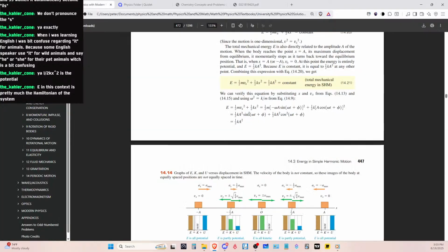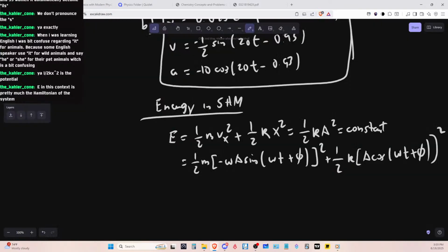Yeah, and then these will turn into 1. So then we're left with k. Oh, okay, that's really cool. E in this context is pretty much the Hamiltonian of the system. Okay, so that's good to know. So for Sascha's reference, Hamiltonian. That's something to keep in mind.